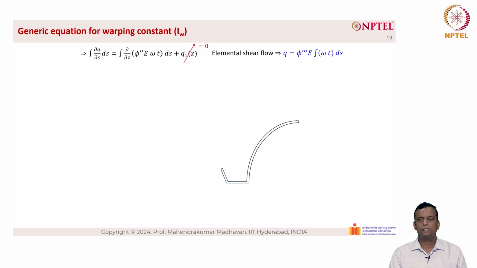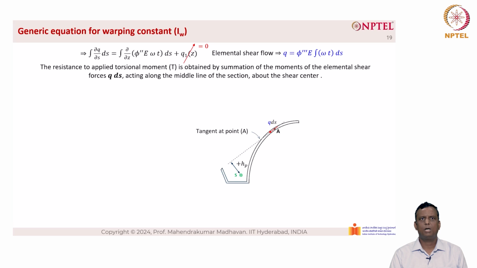Now let's look at the cross section here. At point A, we have a shear force q into ds, and the tangent to the point A is given by this dotted line. The shear center is given by S in green color, and the distance between the tangent at point A and the shear center is given as plus HP. The resistance to applied torsional moment T is obtained by summation of the moments of the elemental shear forces q into ds acting along the middle line of the section about the shear center. Now this T omega is given as q into ds into HP. So q into ds is the force and HP is the perpendicular distance which leads to the moment.